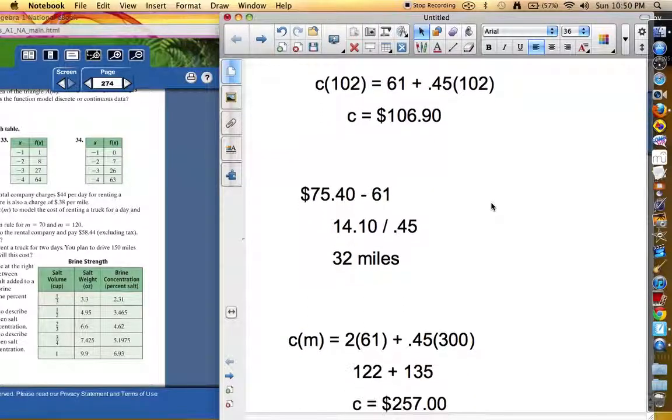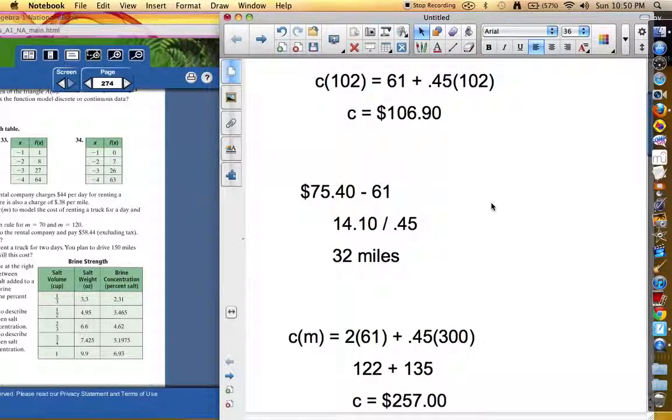Now for C, you return your truck to the rental company and pay $75.40. So how many miles did you drive? So what you're going to do is first subtract 61 from 75.40, so 75.40 minus 61, and then you get $14.40, and then you divide that by 45 cents, because that's your rate, and you get 32 miles.